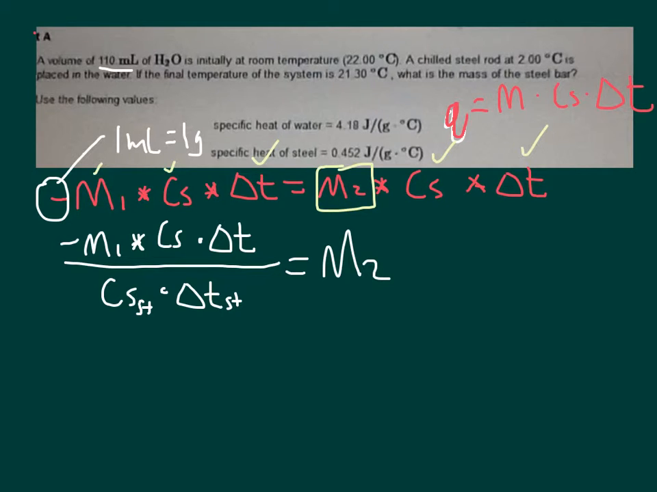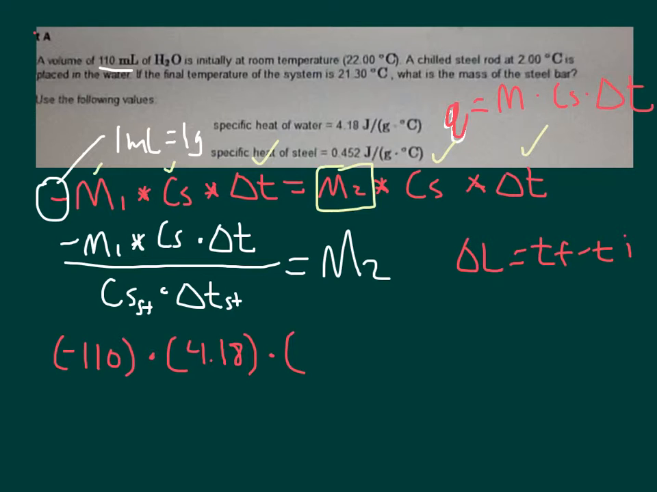So now we just plug in what we are given. We know that mass 1 would be this, minus 110 multiplied by the specific heat of 4.18 multiplied by the change in temperature. Now some people may think that the change in temperature will be the same for both of them, but it's not. Remember that the top is for water, so it's initially at 22 degrees, and the final system is 21.3, and we remember that delta T equals T final minus T initial, right? So the T final of water was 21.30 subtracted from 22.0.